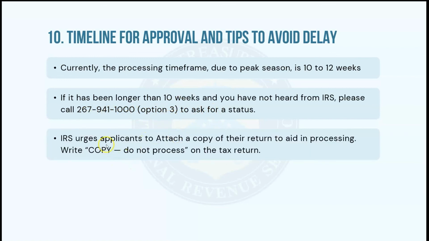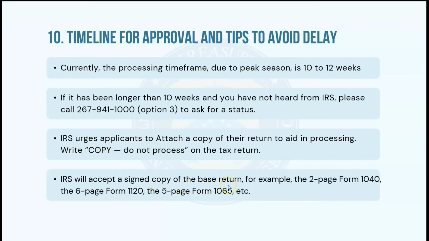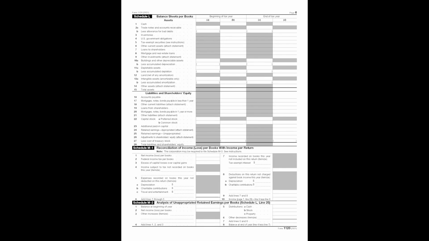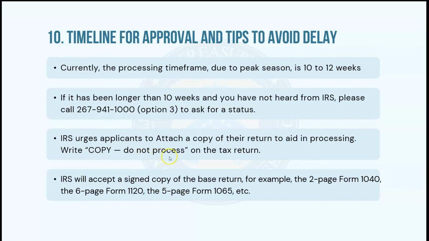Option 3. The IRS also encourages you and urges you to attach a copy of your most recent tax return to help in the processing. So for example, if you are applying early on December 1, 2022, the IRS recommends that you attach your 1120. The 6-page copy must be signed and then you write on the top, copy, do not process. That tells the IRS that you've already sent in your return and you're just sending them a copy so that they are aware that you've already filed your tax returns.